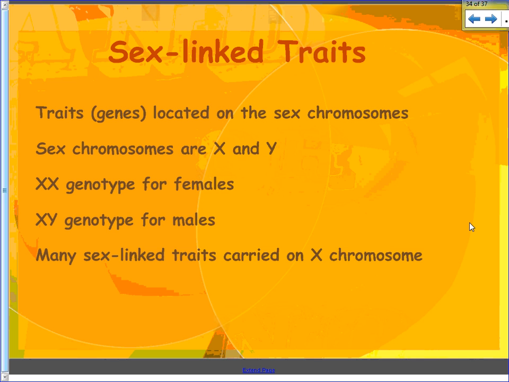Now remember that in a normal human karyotype, we find 22 sets of autosomes, and we find one set of chromosomes which we call sex chromosomes. So in our females, they would have an X and an X, and in our males, they'd have an X and a Y. A sex-linked trait is a trait that's located on either of the sex chromosomes. Most sex-linked traits are carried on the X chromosome, mainly because the X chromosome is much larger and there's not really a lot to the Y chromosome.